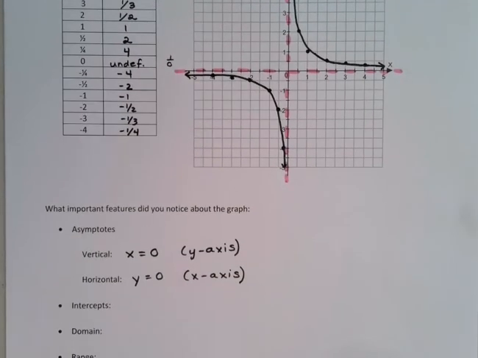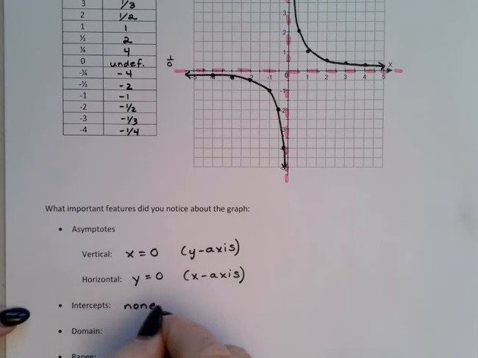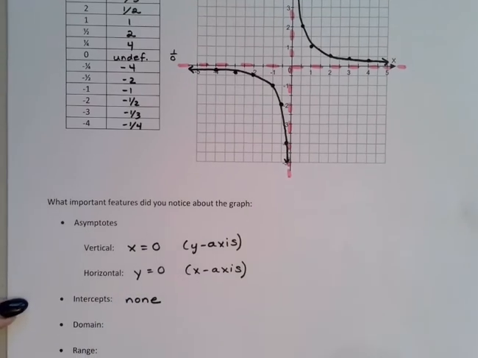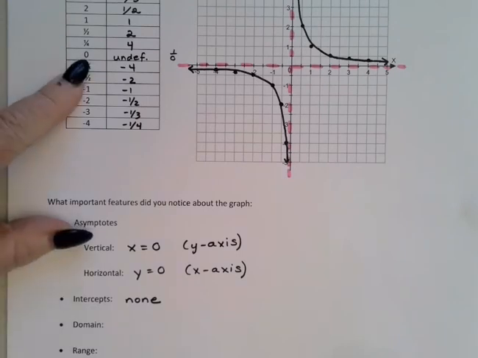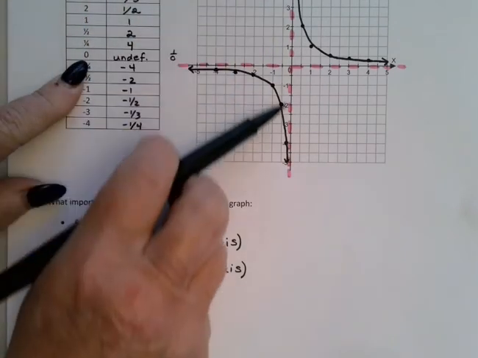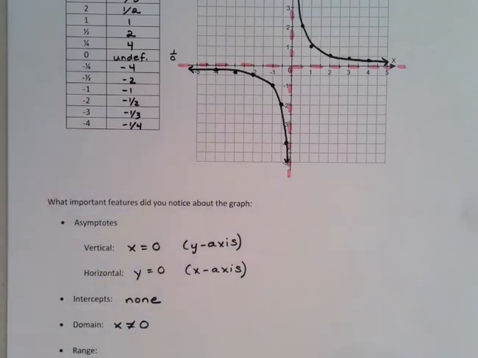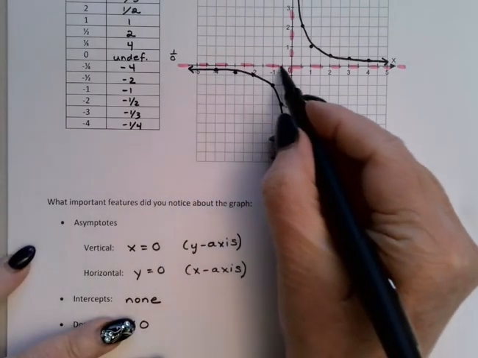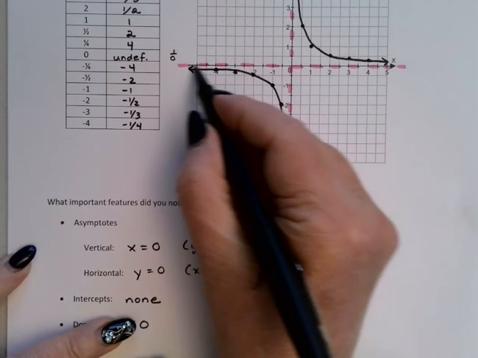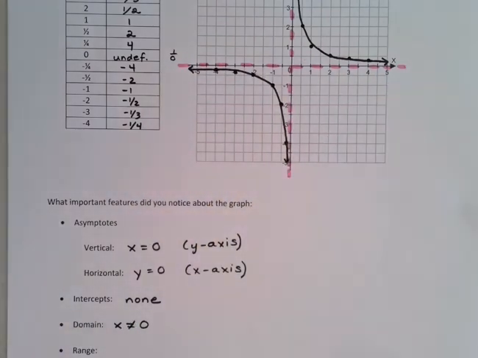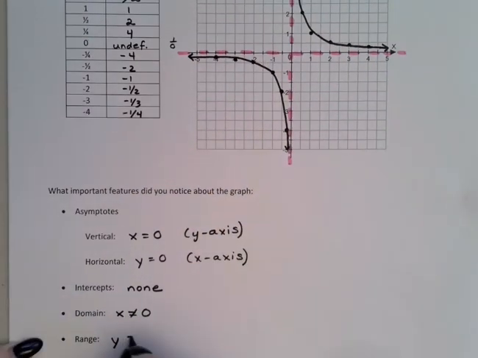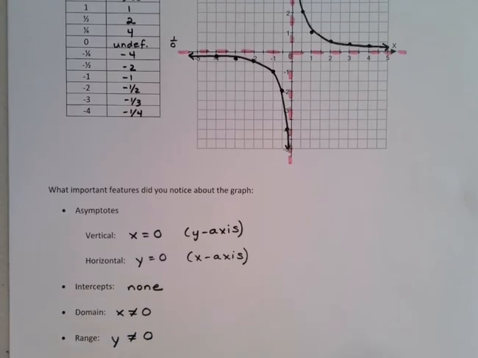As far as intercepts, there are none. This graph does not cross either the x or the y-axis. The domain: x cannot be 0. We saw it in the table. We can also see it on the graph. When x is 0, there's no y value. And as far as the range, we never get the y value of 0. We never have a point that's right on the x-axis. So y is not equal to 0 for the range.